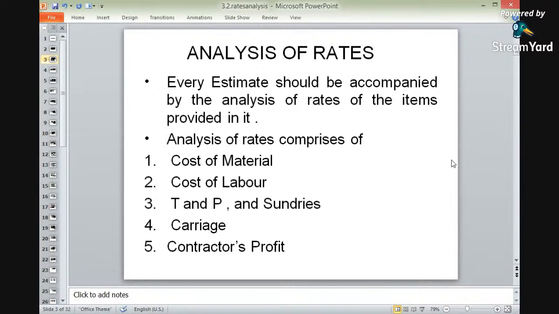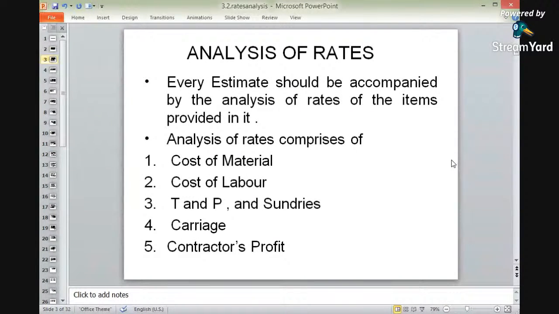Also, the third important item is tools and plants required. Nowadays, tools and plants play an important role. Tools and plants and sundries. Sundries are again very essential. Tools and plants play an important role because, depending upon the various equipment or tools and plants, the construction work can be carried out in an easier way.